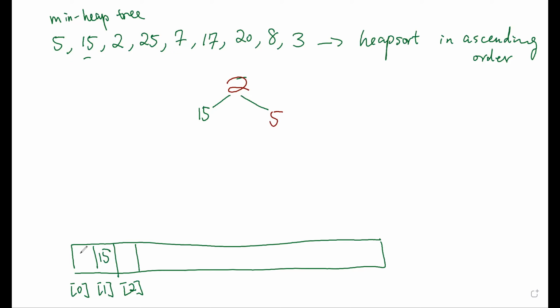Okay, so we have 2 here and we have 5 here. Okay, we get this 3 number down. Then 25. Where should I let it go? On the left of 15. Yeah, so 25.